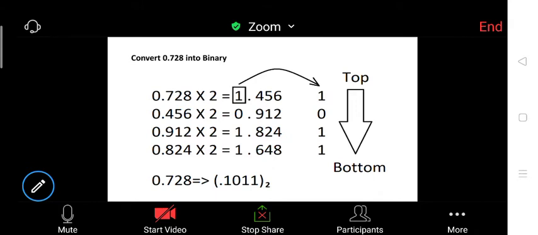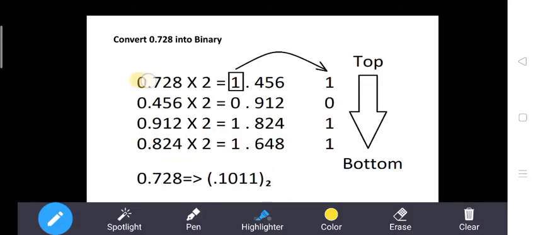First I write 0.728 and multiply this by 2. My answer will be 1.456. Out of this 1.456, I take 1 out right over here, right? My remaining part is 0.456, multiply by 2. My answer will be 0.912. I again take 0 out. Remaining part is 0.912, multiply by 2. My answer will be 1.824.